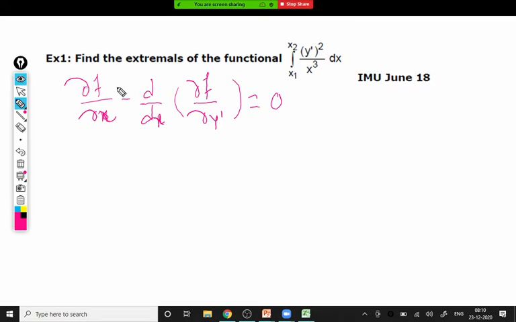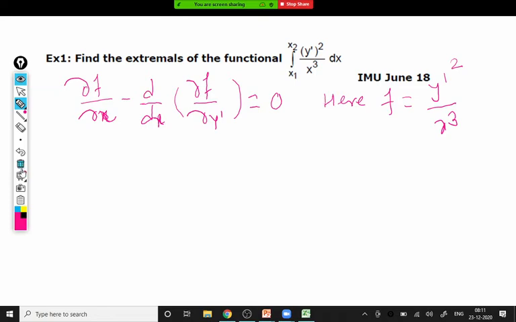What we have to say here is that this integral will be an extremum, that means the value of this integral is a minimum or maximum, only if the integrand f satisfies this equation. What is the value of f here? y'^2 upon x^3. Correct, very good. y'^2 upon x^3 is the value of the f given. So integral f dx is always given.